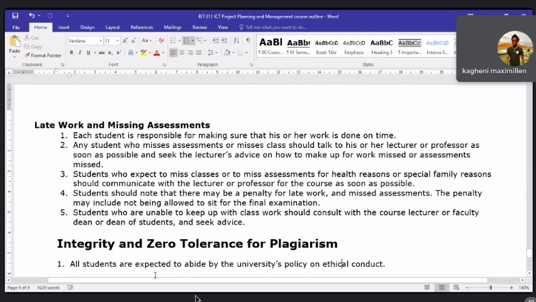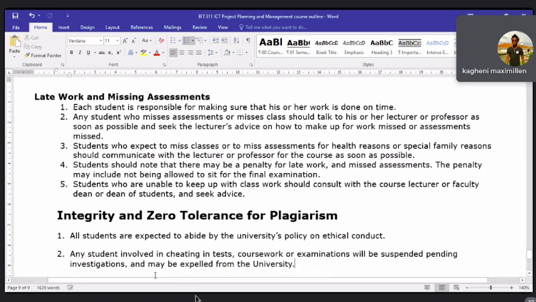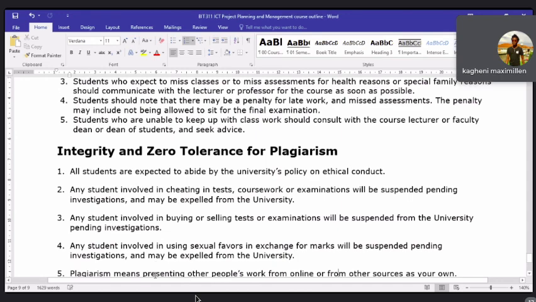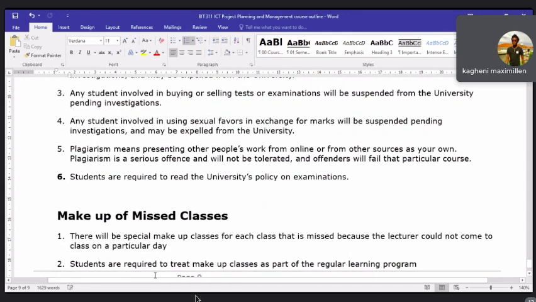Late and missing assessments. Each student is responsible for making sure that his or her work is done on time. And a student who misses assessments or misses class should talk to his or her professors as soon as possible and seek the lecturer's advice on how to make up. These ones I will send you a copy to read for yourselves.